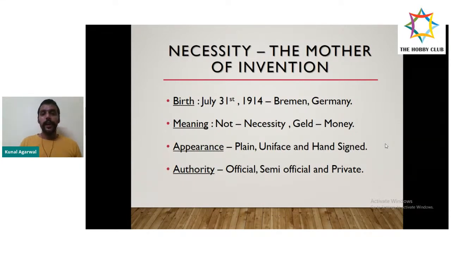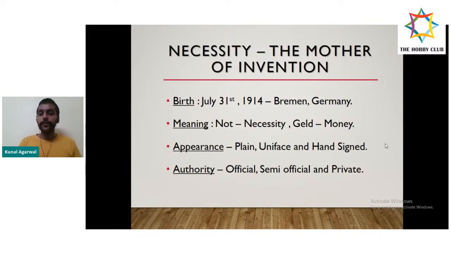And the authorities, this is how I categorize it, or how I see Notgelds being classified. This is not an official definition, but this is how I categorize them. Official issues are those which were permitted by the German government to the states and towns to print Notgelds. The local municipalities had to take permission from the government, saying we are short of change, let us print some Notgelds to take care of the situation created by the shortage of change. So they were allowed. These are the official Notgelds.